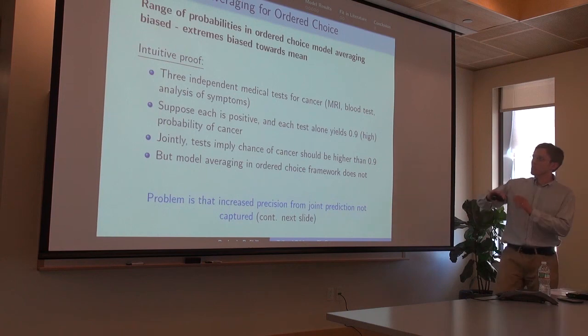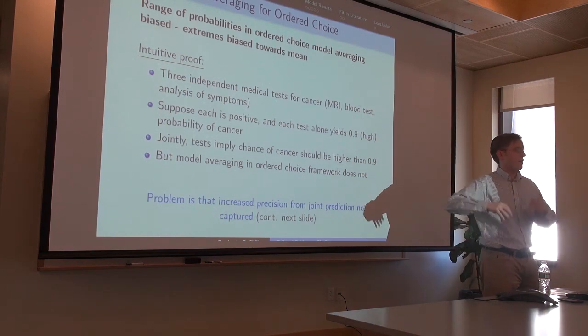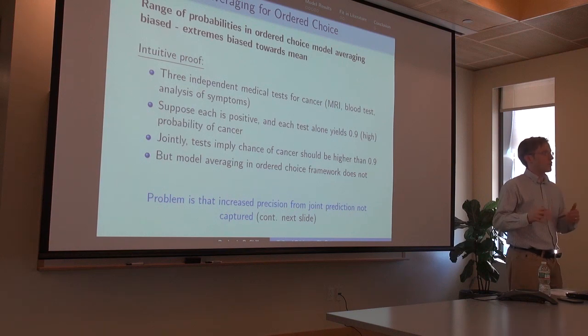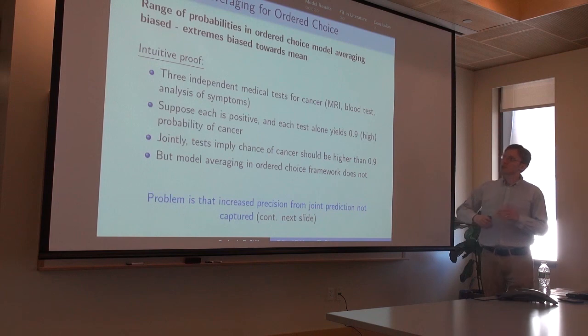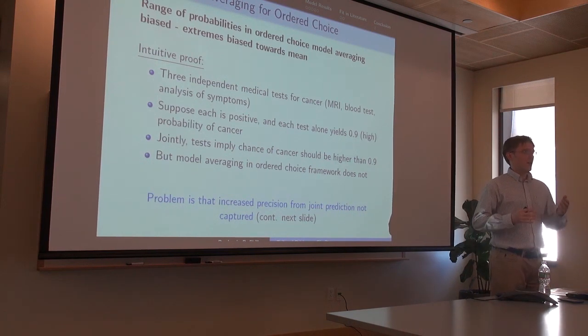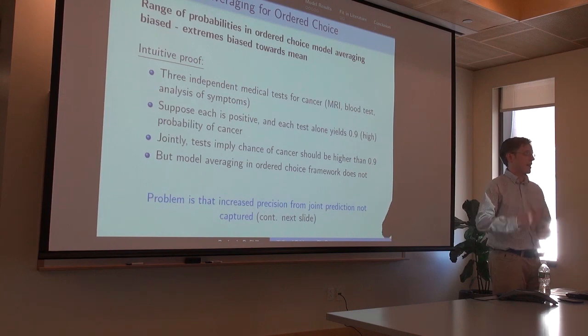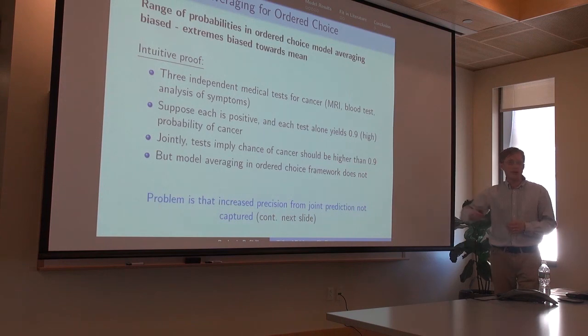Okay, so let me just quickly talk about a problem with using model averaging in a binary or ordered choice model. Let me start with a quick analogy. Suppose you go in for a medical test for a certain disease, and they give you 3 separate tests. These tests are separate signals for whether or not you have a disease. These 3 separate tests are sort of like the 3 different models that I'm running here.